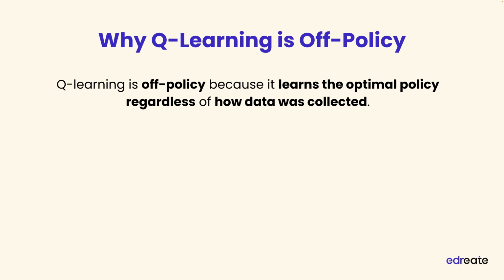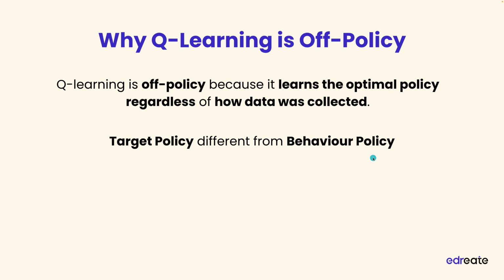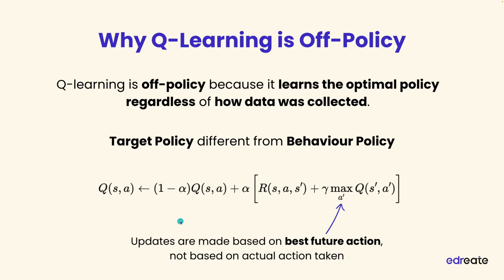Now let's talk about why Q-learning is off policy. Q-learning is off policy because it learns the optimal policy regardless of how data was collected. What do I mean by this? The target policy is different from behavior policy because the behavior is based on epsilon greedy strategy. We either take the best action possible or we explore randomly. But updates are based on the best future action, not based on the actual action taken, as you can see from this equation right here. That's why it's an off policy algorithm.